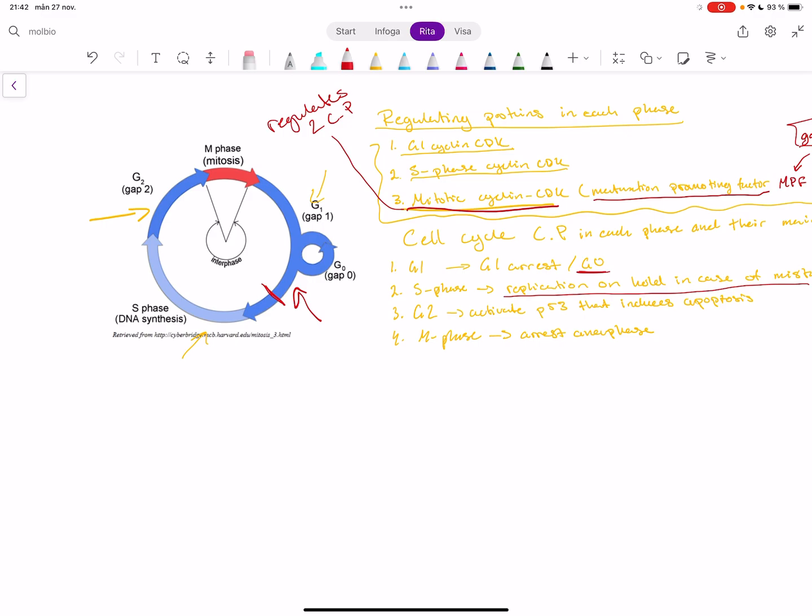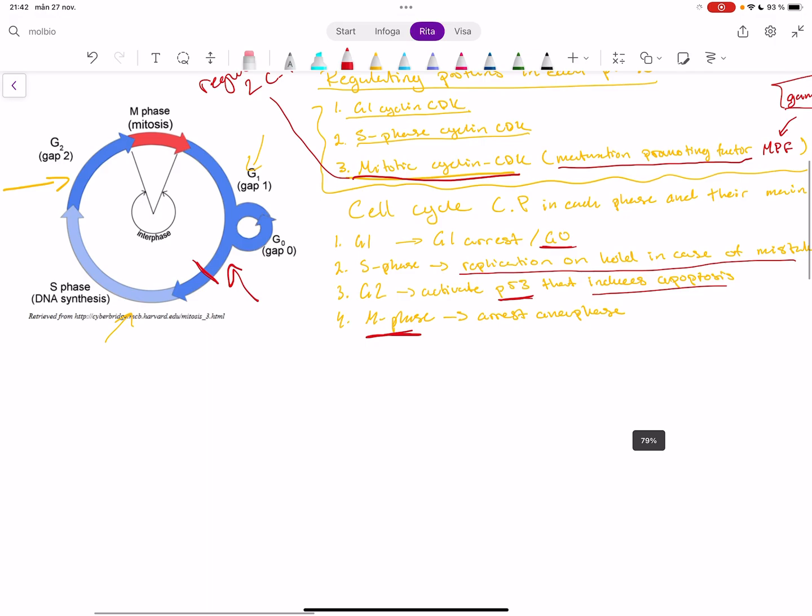In G2 phase, the checkpoint is also really intolerant. Any mistake here will activate P53, we will talk about that, and it will induce apoptosis. In case there is a mistake in the checkpoint of M phase, then there will be an arrest of the anaphase. So nothing more than that. Okay.